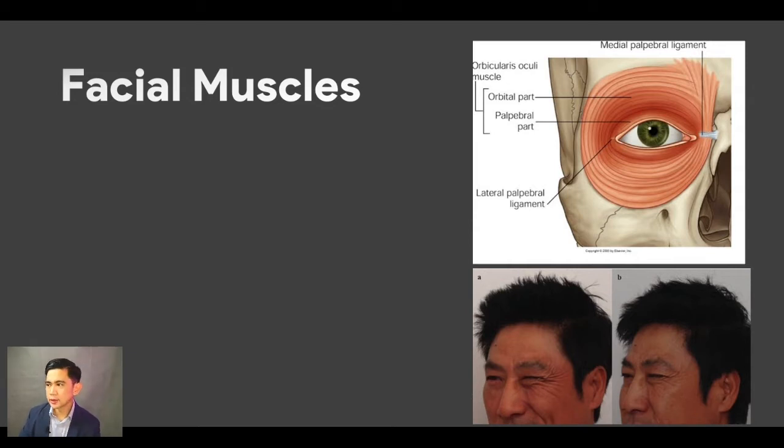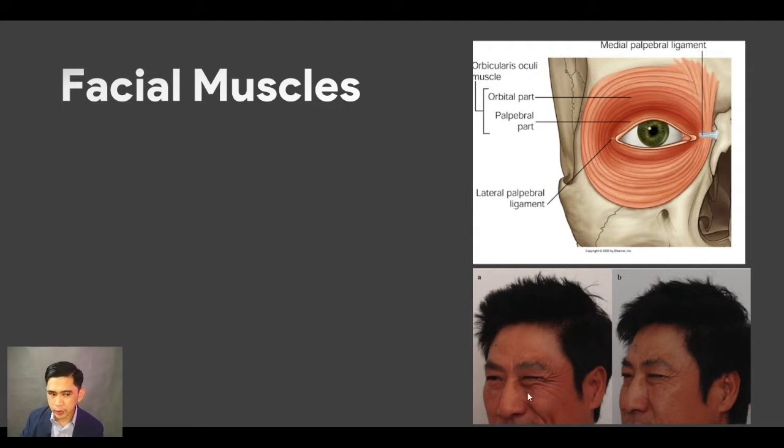Next are the muscles that surround our eye. This is what we call the orbicularis oculi. The orbicularis oculi is a circular muscle; it has an insertion and origin typically at the same place, the medial palpebral ligament. So when it contracts and shortens, it will make the eyes squint. But not only the eyes squint, the skin surrounding the eyes also folds.